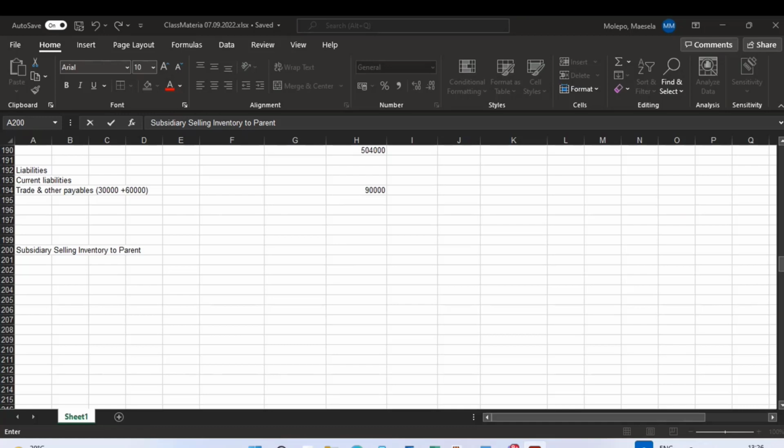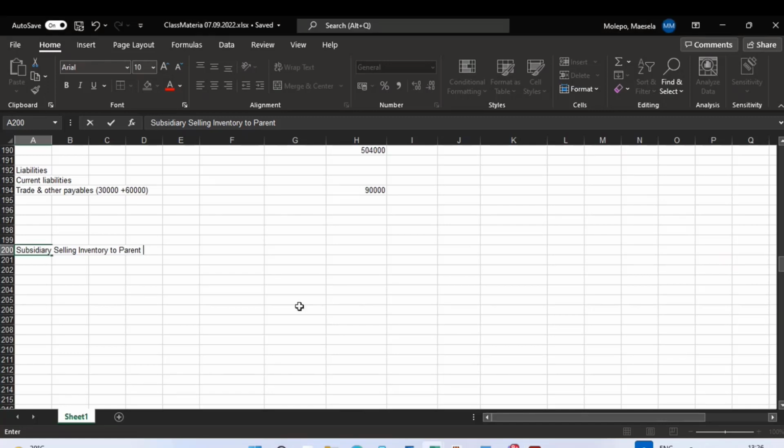D Limited acquired its interest in E Limited at the time of incorporation. D Limited purchased all inventory from E Limited at cost plus 25%. The inventory on hand amounted to 40,000 on 1 January 2008. The total sales amounted to 100,000. Now we do the consolidation. So the subsidiary sells inventory to the parent.